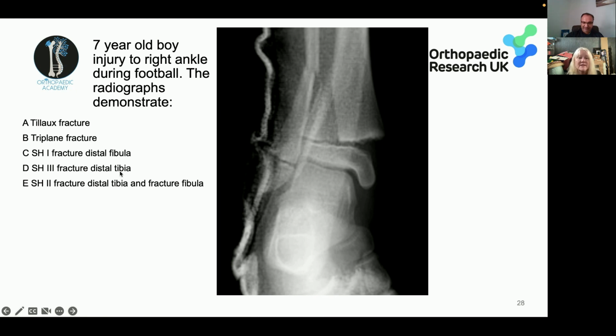Salter-Harris 3 fracture of the distal tibia. Salter-Harris 3 is one that is through the epiphysis rather than the actual metaphysis. It's through the epiphysis, through this part. So it's not that one. So it's a Salter-Harris 2 because we have this metaphyseal fragment of the distal tibia. So it's a Salter-Harris 2 fracture of the distal tibia, and we also have a fracture of the fibula up here. So well done, everybody that got it right.